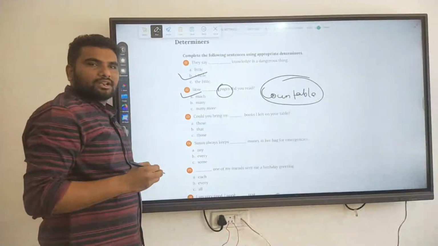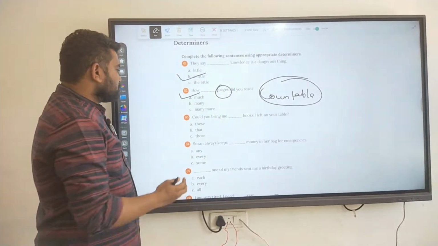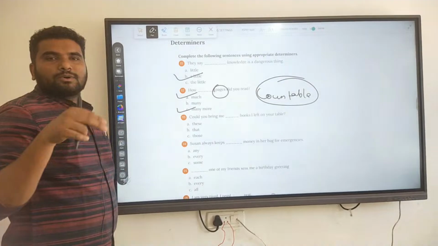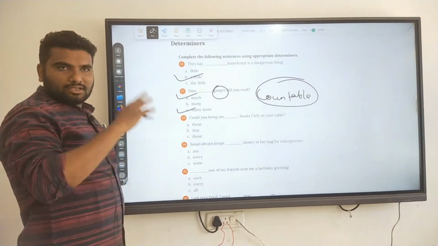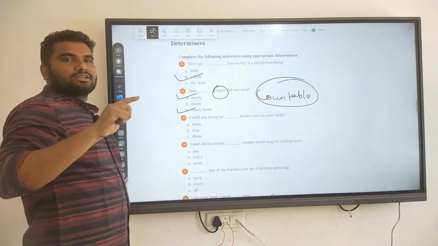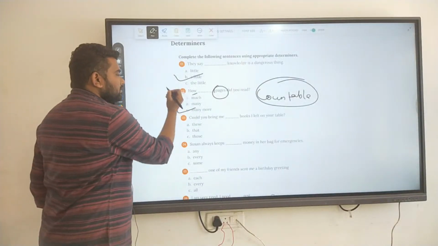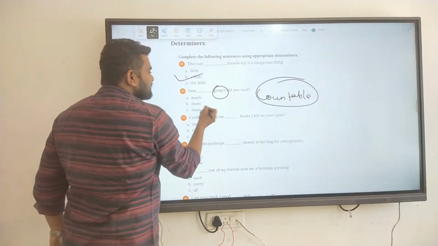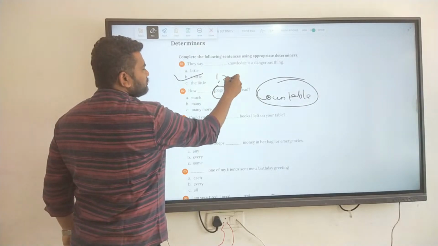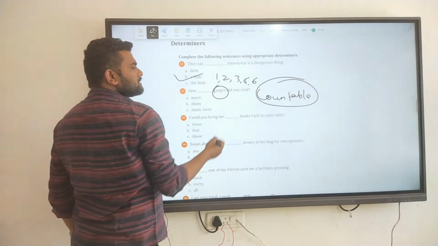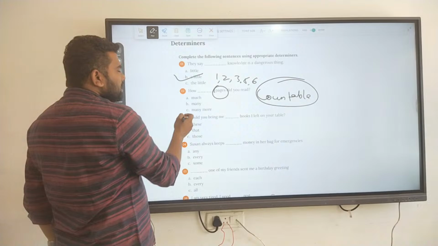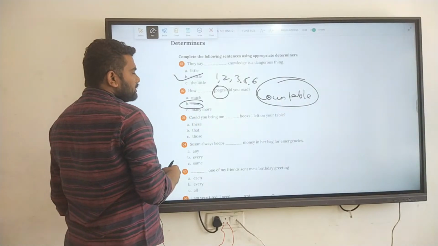Much is used for uncountable. Many, more, both the words are present over here. Many is for countable and more is for another thing. And here many is for what? For pages. So we don't know, he might have read 2, 3, 4, 5, 6. How many pages he has read, we don't know it. But the answer is, how many pages did you read?